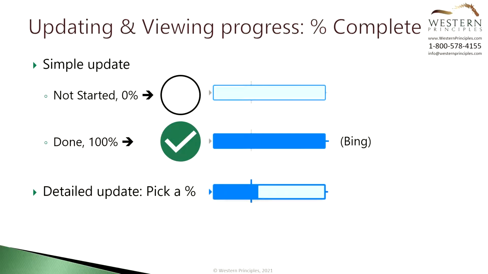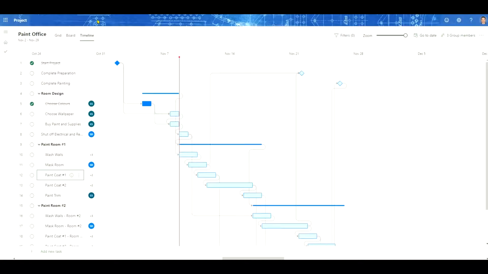You can also go into the task information and update partial completion, where you simply enter a percent complete. When you do this, Microsoft Project for the web leaves the progress circle white, but updates the timeline bar with dark blue representing the relative percent complete. We'll look at that update in the next step. Let's look at the simple updates.